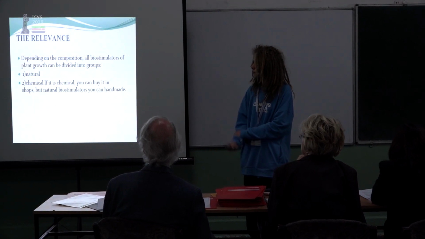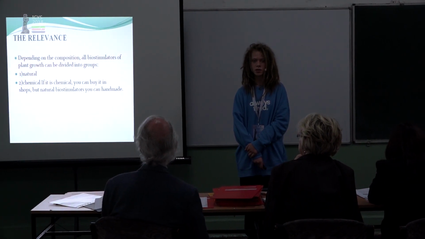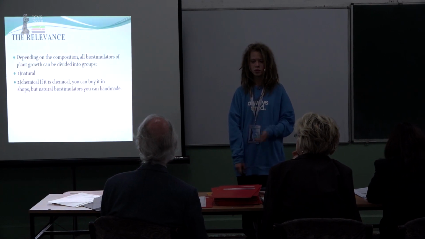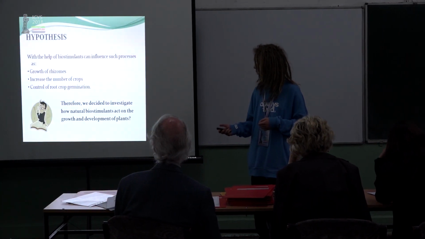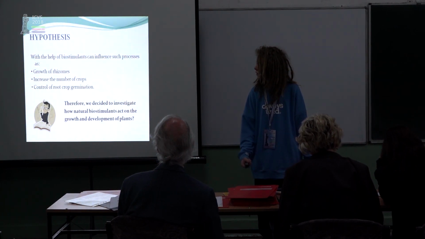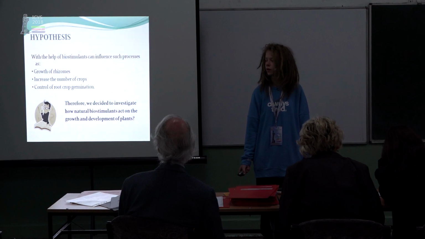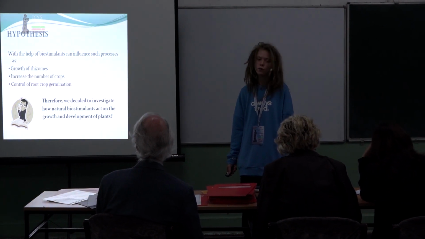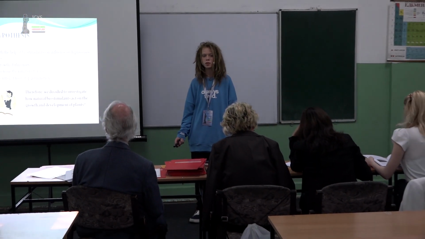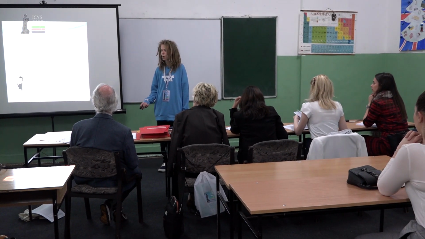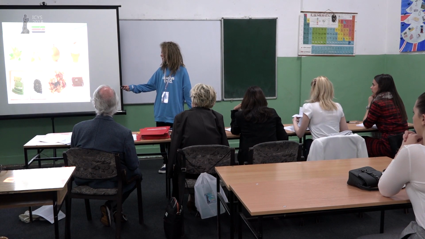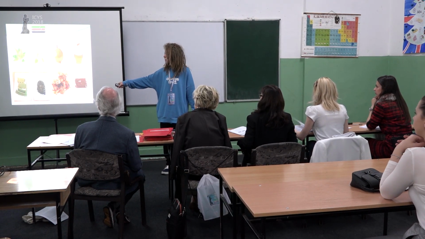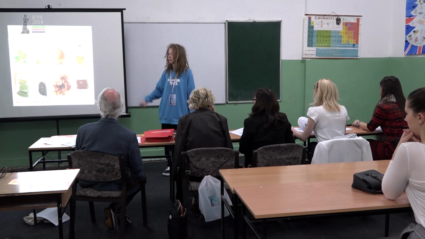Depending on the composition, the biostimulators are divided into two groups. The first are natural and the second are chemical. The natural ones you can make by yourself and the chemical ones you can buy in the shops. The hypothesis is that stimulators help processes of plant growth, increase the number of crops, and control crop germination. So we decided to investigate how natural stimulators act on the growth and development of the plants. As you see, we use these objects. The first one is an oil burner, the second one is the critical diaphragm, the third one is a powder seeder, and the last one is red powder.